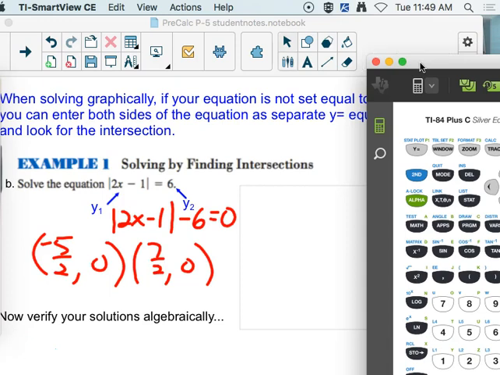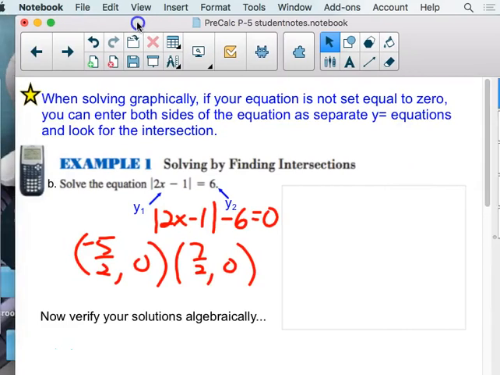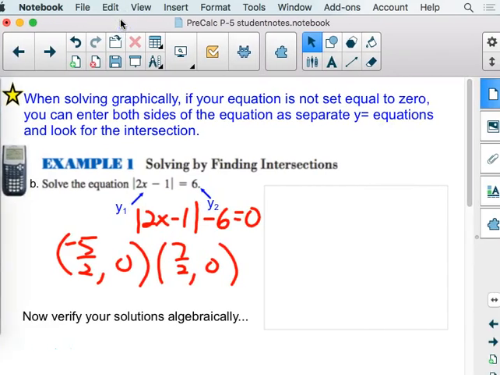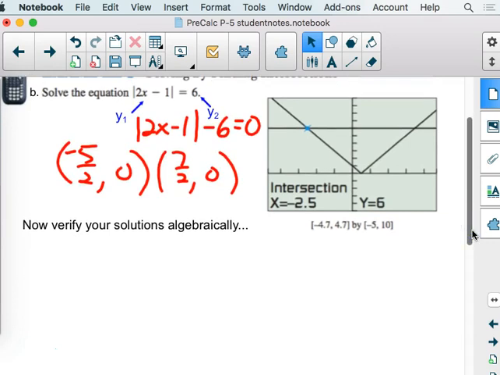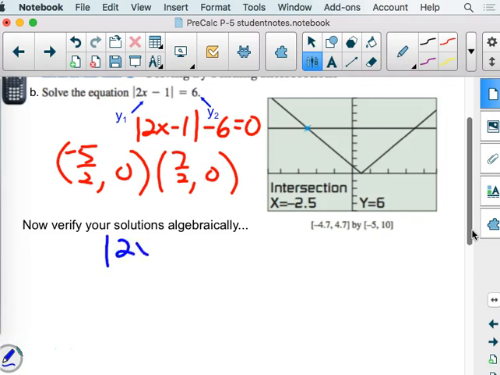So that's using the graphing calculator. And that is just silly because we know how to do this. We did this in Algebra 2. We know how to solve absolute value. Absolute value of 2x minus 1 equals 6. I want you to think that way.